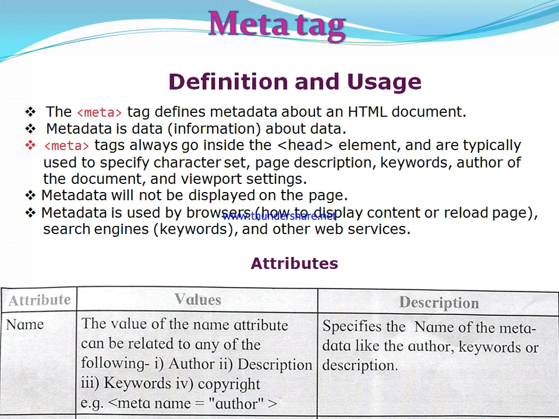Again, meta tag is used by the browser to decide how to display content or reload the page, and meta tags are also used by the search engines and other web services. So before going to see the example of the meta tag, we have to discuss its major attributes. The attributes of meta tag are, as listed, first is name. What is the meaning of this name? The value of the name attribute can be related to any of the following.